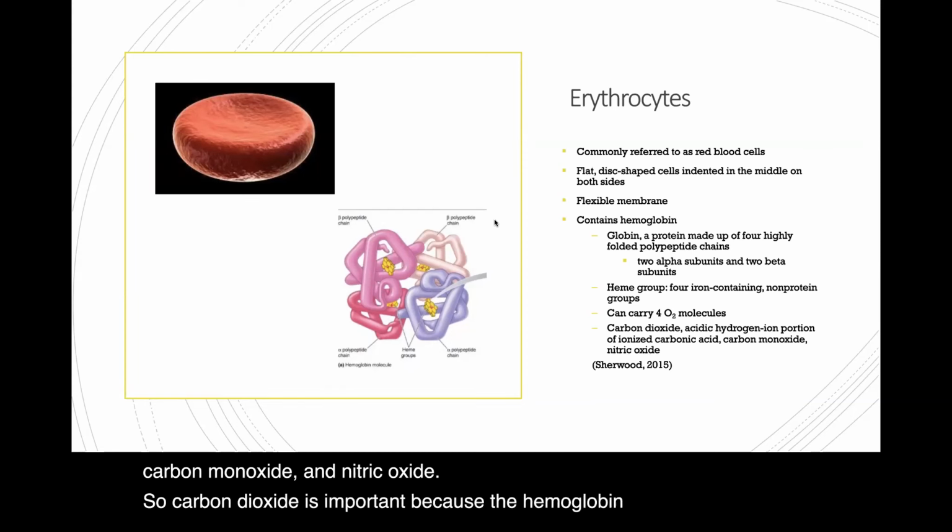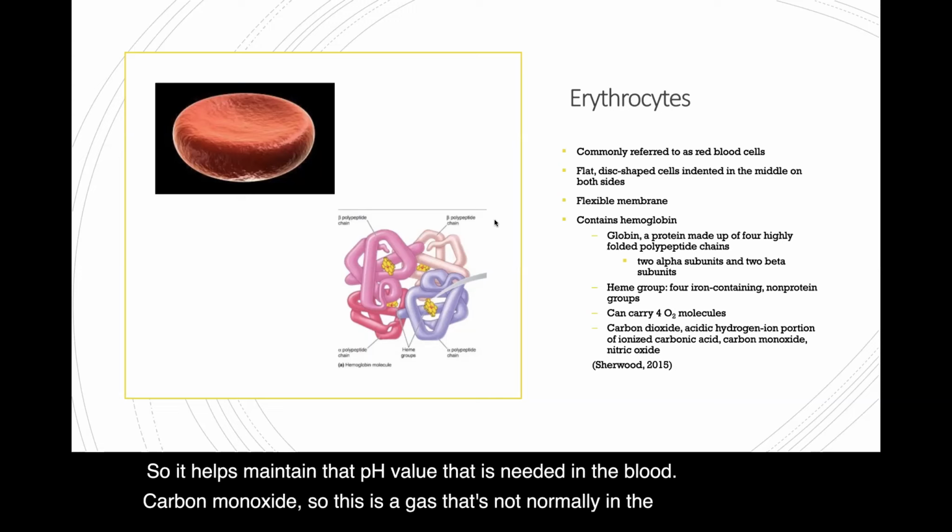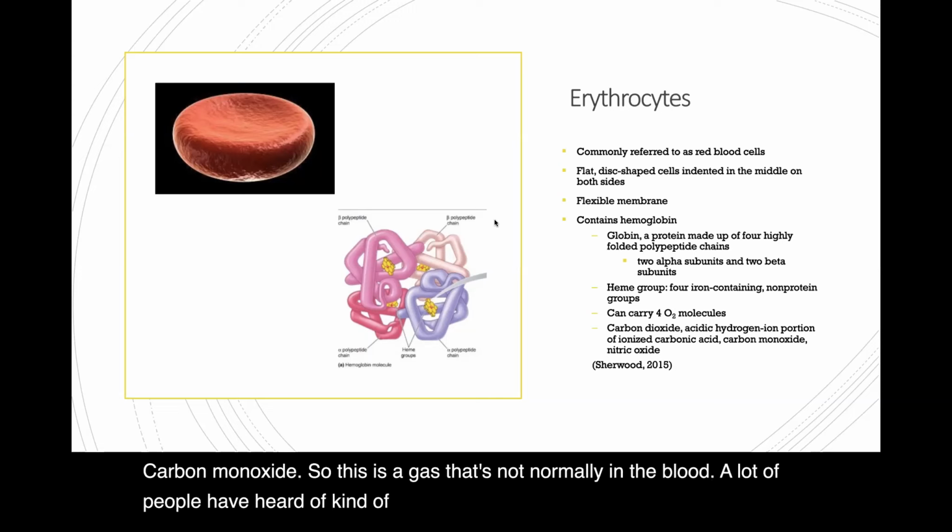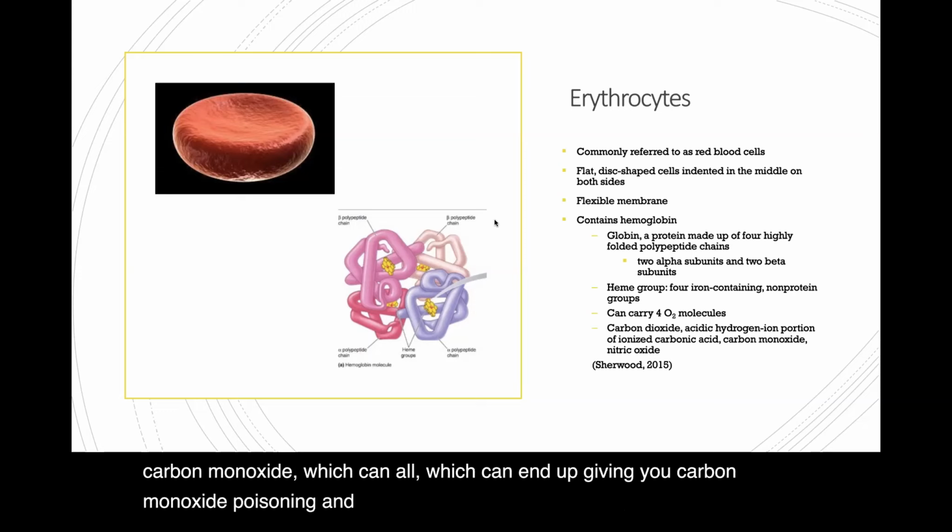Carbon monoxide, so this is a gas that's not normally in the blood. A lot of people have heard of carbon monoxide poisoning. A lot of homes have carbon monoxide alarms to check for it because it is an odorless gas. So if this is inhaled, it preferentially will occupy the O2 binding sites on the hemoglobin, which means if you inhale carbon monoxide, it gets taken up by the red blood cells. The red blood cells are no longer transporting oxygen, they're transporting carbon monoxide, which can end up giving you carbon monoxide poisoning and end up killing you.